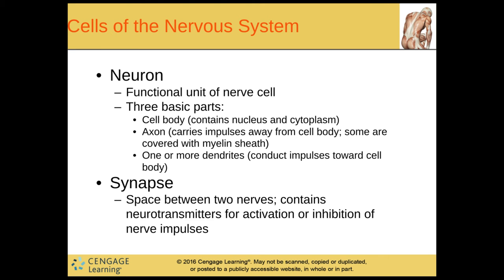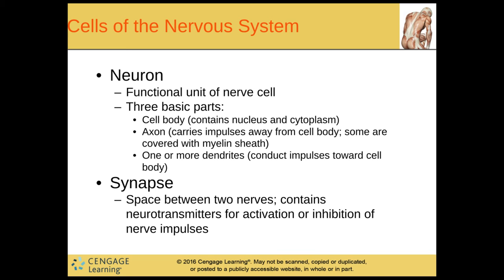Cells of the nervous system. So we have a neuron. This is a functional unit of the nerve cell. So there's three basic parts. We have the cell body, which contains the nucleus and the cytoplasm. We have the axon, which carries impulses away from the cell body, and some are covered with this myelin sheath. And then one or more dendrites, which conduct impulses towards the cell body.